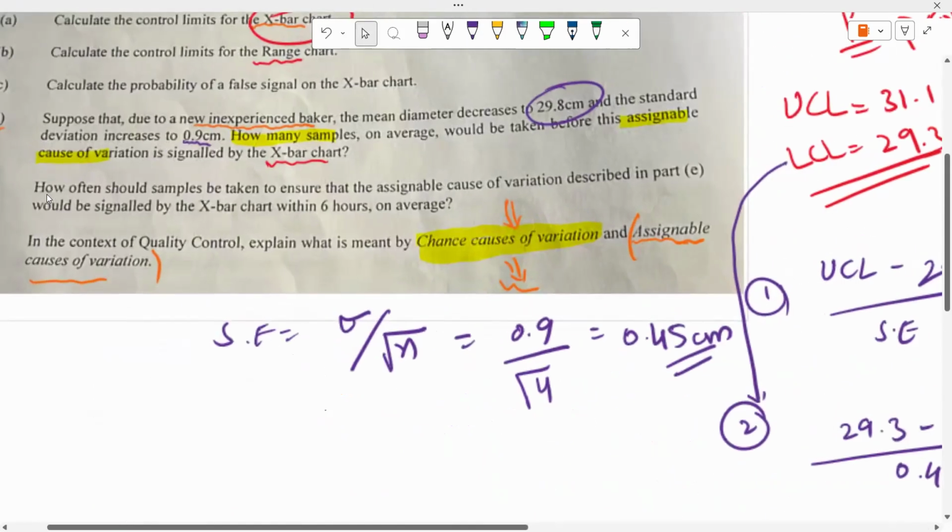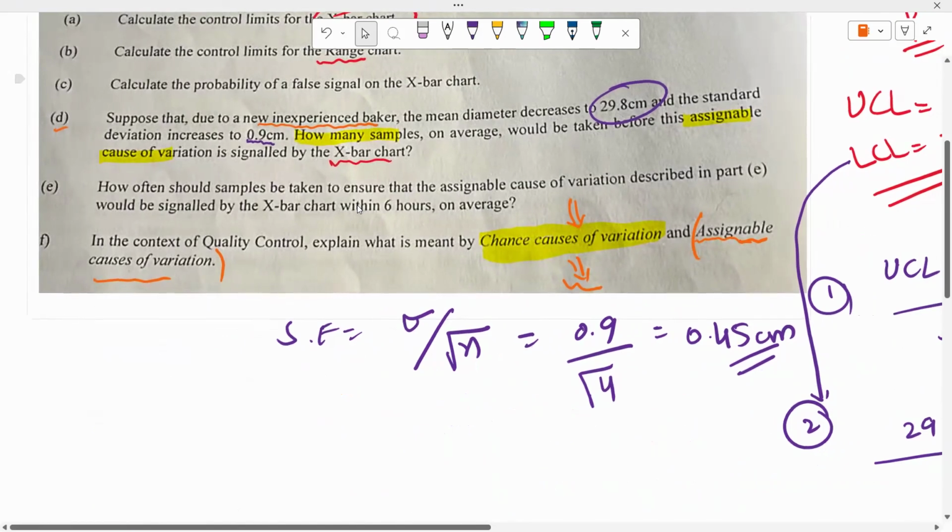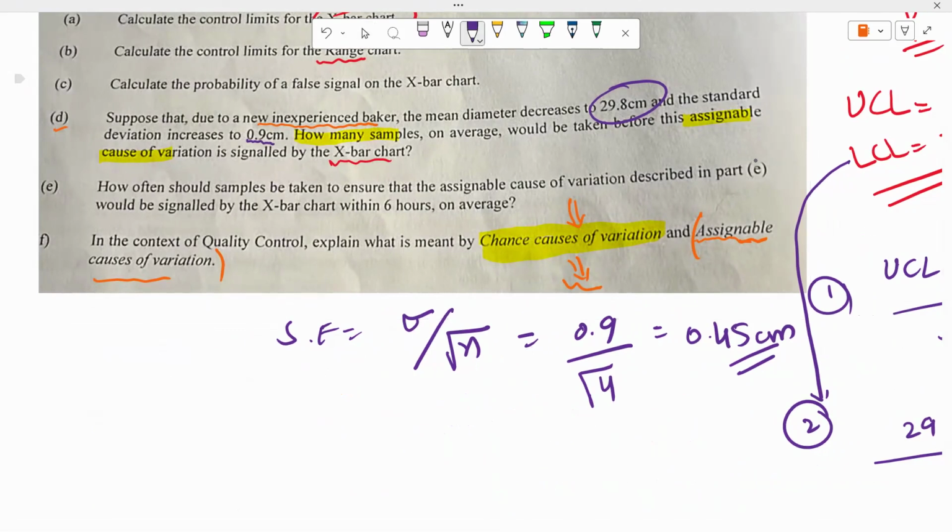And our last part, how often should samples be taken to ensure that the assignable cause of variation described in part E would be signaled? So this is not part E, but part D. This is what they mean. Question E says that we want to signal out that cause of variation within 6 hours. So this is the ATS. They have given us the ATS. They want to detect this assigned cause of variation within the 6 hours, right?